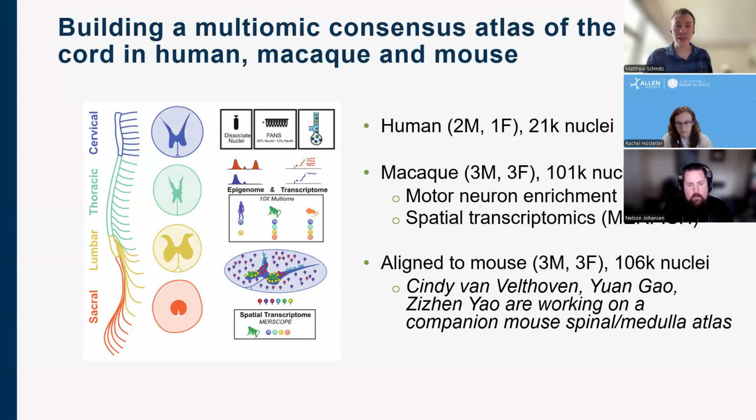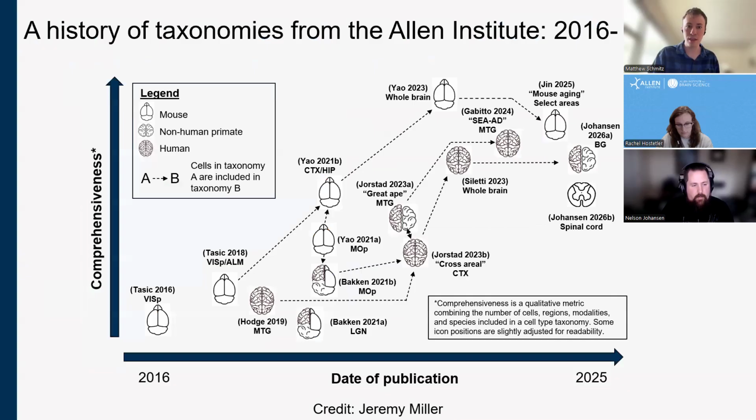And then we also aligned to mouse, which is sort of a parallel study, which will be posted on bioRxiv soon. Thanks to Cindy and Yuan and to Jen here at the Allen Institute. And so these are the sources of data that are all getting pulled into this data set that we're going to put together and compare how these spinal cord cell types look across species. And now I'll hand it over to Nelson to talk about the taxonomy.